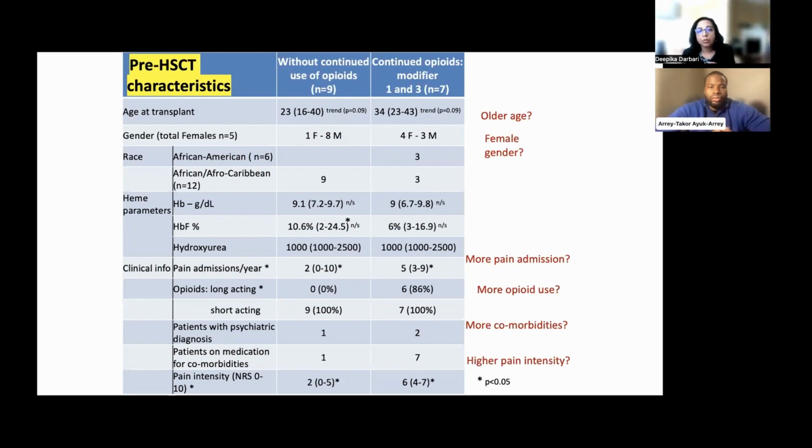Patients who were older were at higher risk to have pain. Female gender was more common in our group. They had more pain admissions prior to transplant, more opioid use, more comorbidities, and also higher pain. So really, if you think about this, they have a much higher burden of pain going into transplant. Next slide, please.